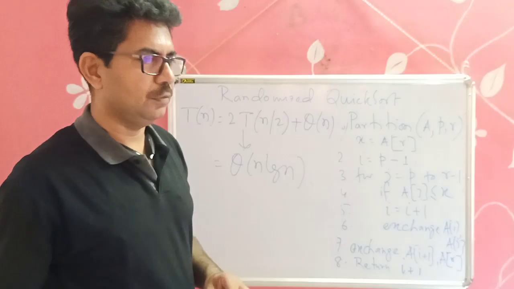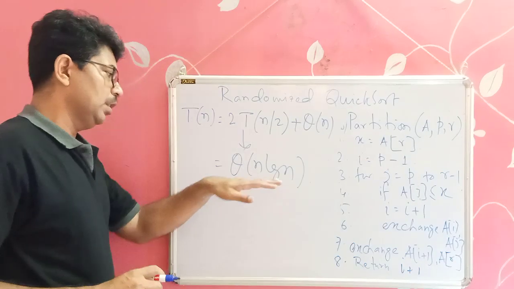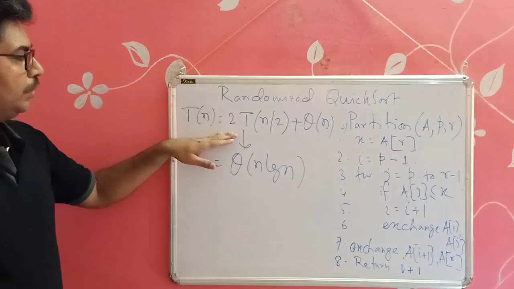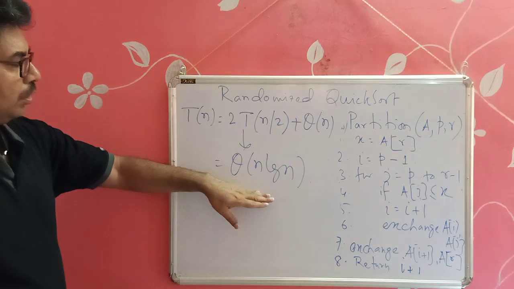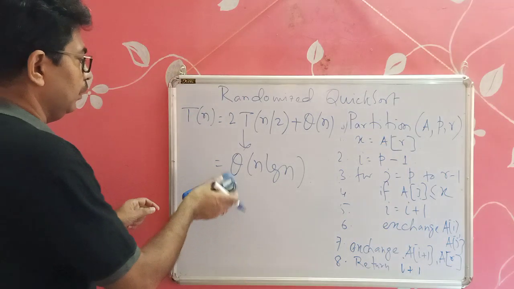So we are not going to derive or solve the equation. We can say that the best case time complexity is order of n log n. There are some interesting features also.